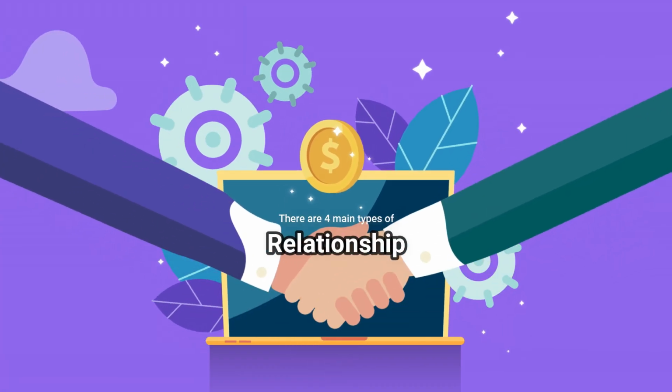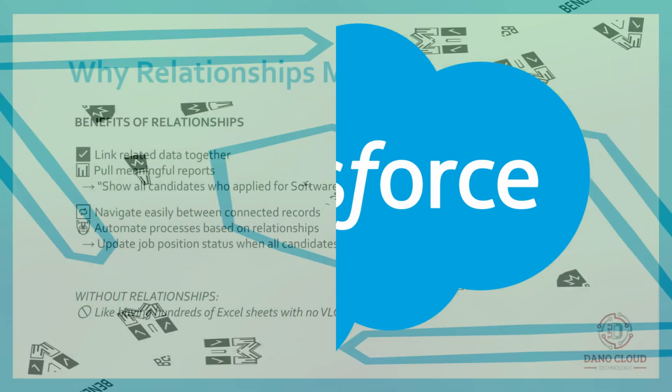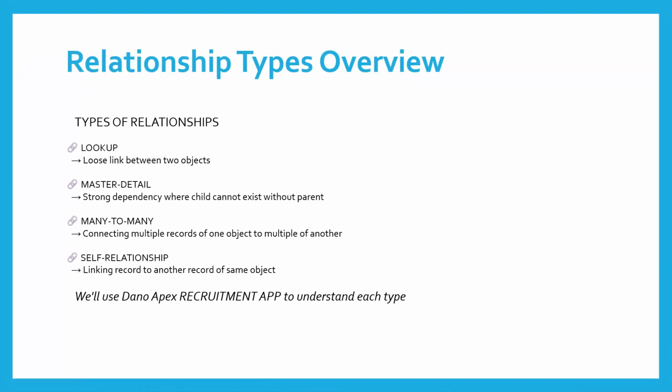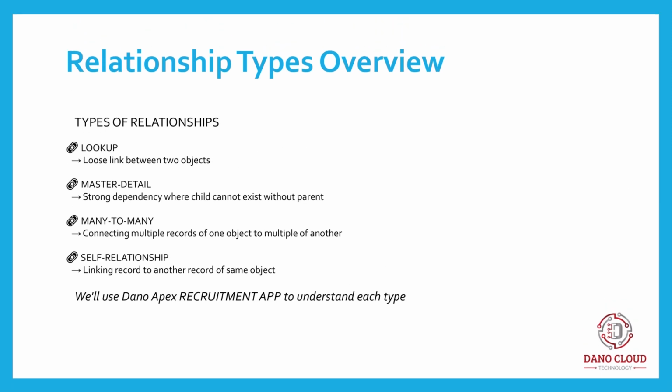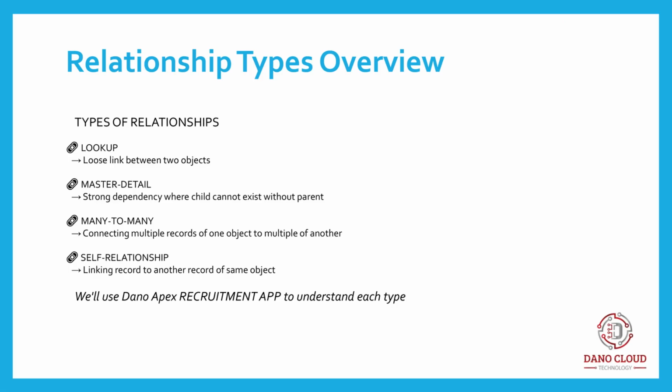There are four main types of relationship in Salesforce. First one is lookup relationship, a loose link between two objects. Second one is master detail relationship, a strong dependency. Child records cannot exist without the parents. Third one is many-to-many relationship, connecting multiple records of one object with multiple of another. Fourth one is self relationship, linking a record to another record of the same object. And to make this real, we will use the Recruitment app as our case study to understand each type.